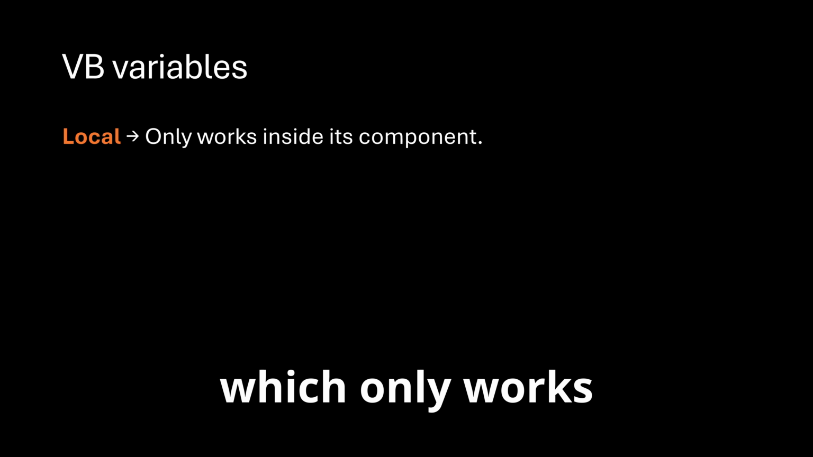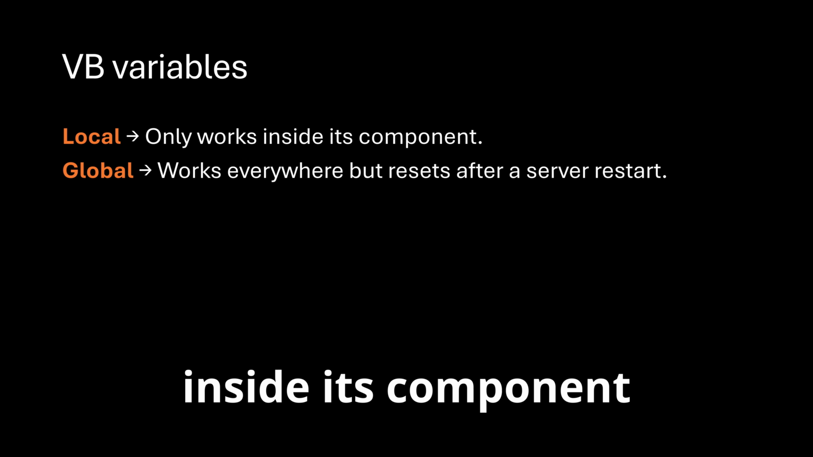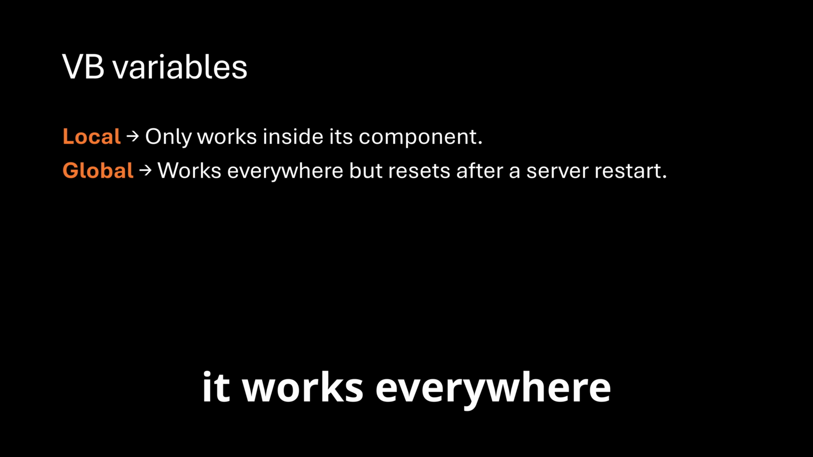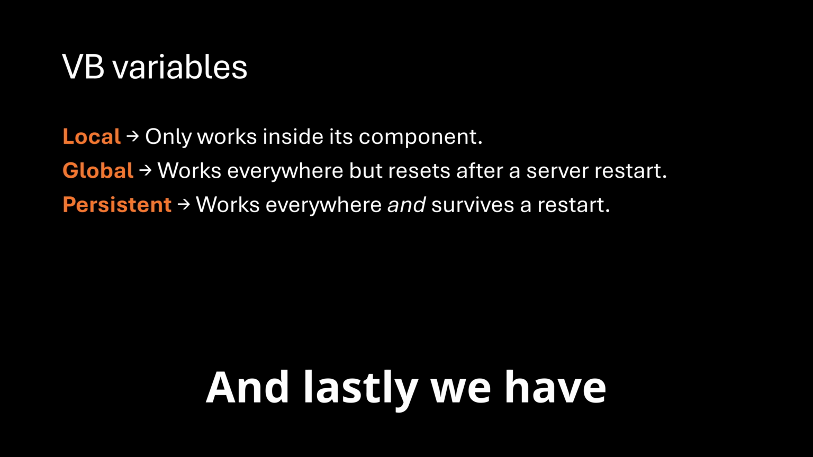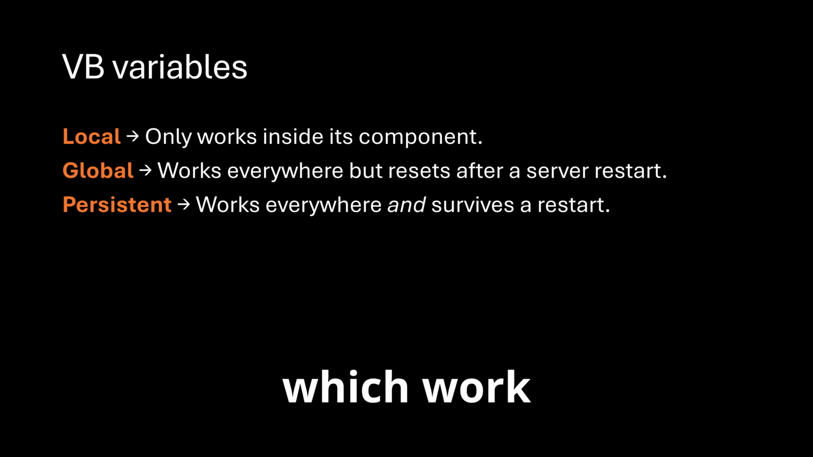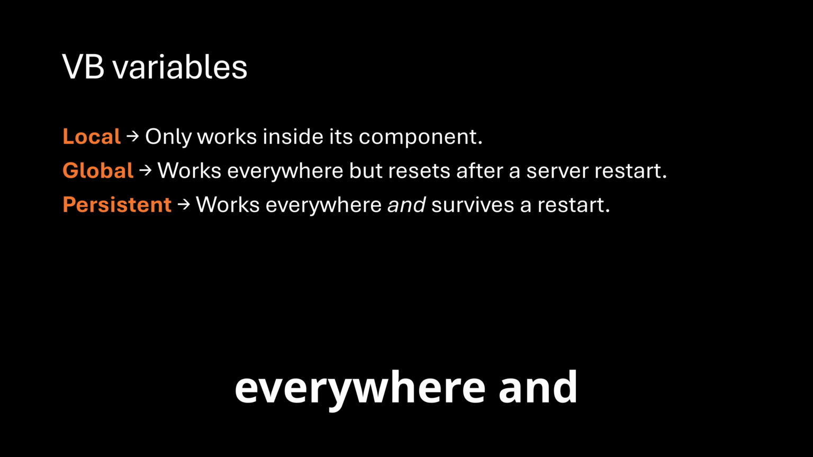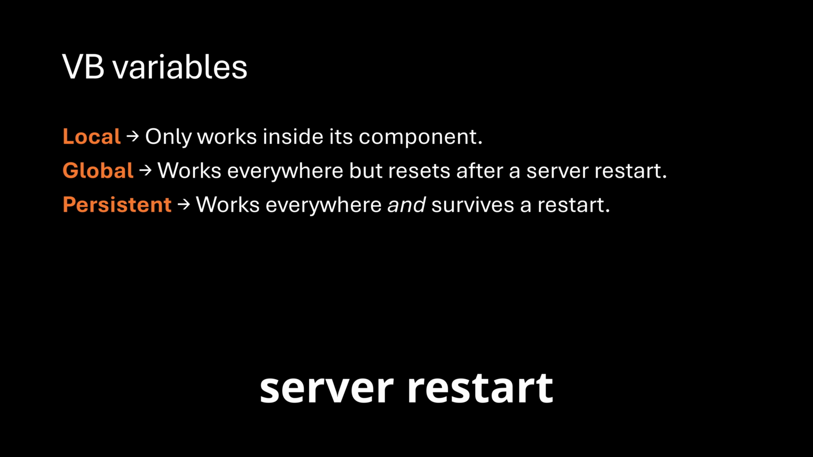In Visual Bukkit, we have three types of variables. We have local, which only works inside its component. We have global, which works everywhere but resets after a server restart. And lastly, we have persistent variables, which work everywhere and survive a server restart.